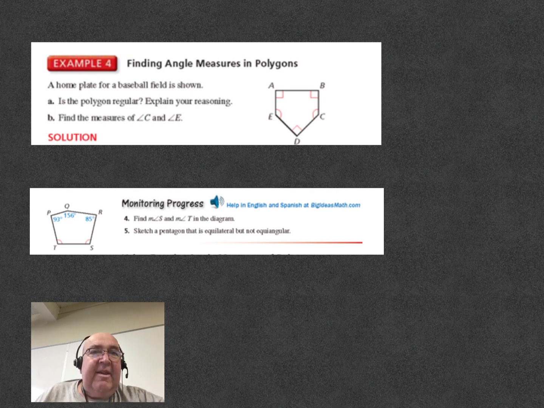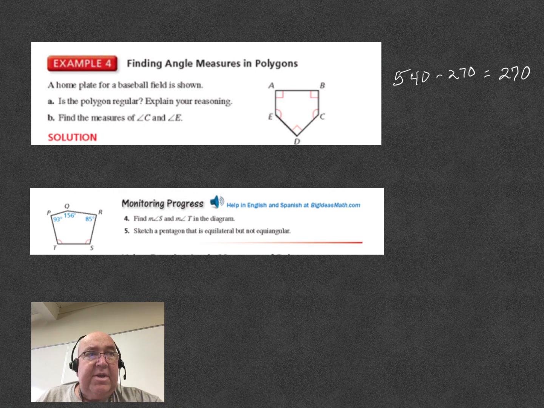Secondly, we want to find the measure of angles C and E. So that means we're going to take 540 degrees, which is 3 times 180, and we're going to subtract 270 degrees, because there are 3 right angles that measure 90 degrees within that. We divide that by 2, and the measure of angle C and angle E is going to be 135 degrees.